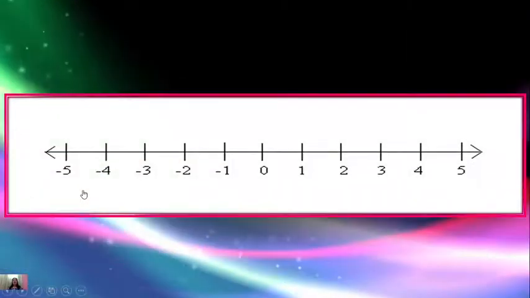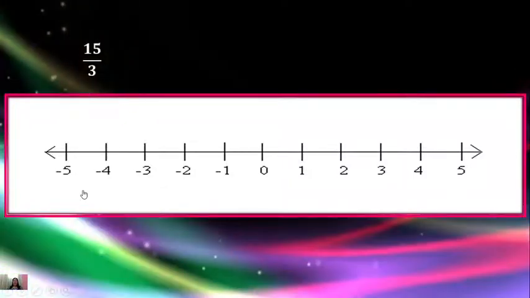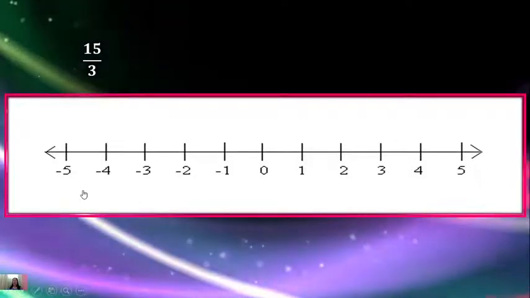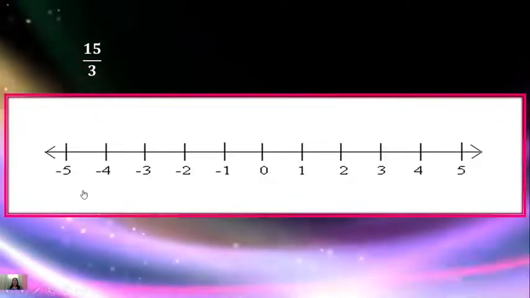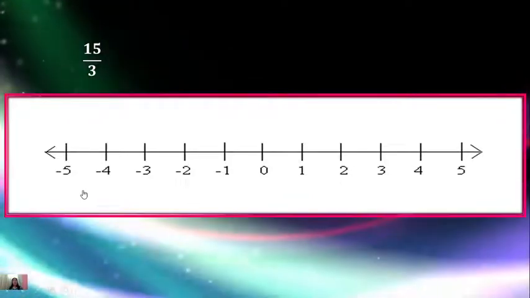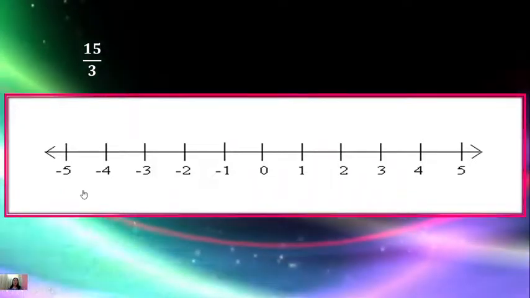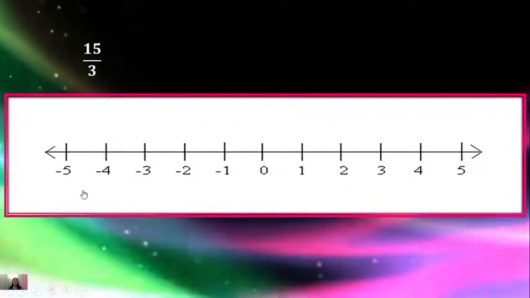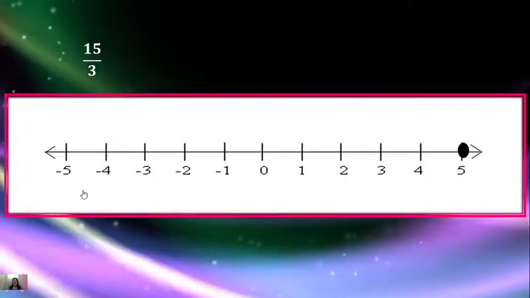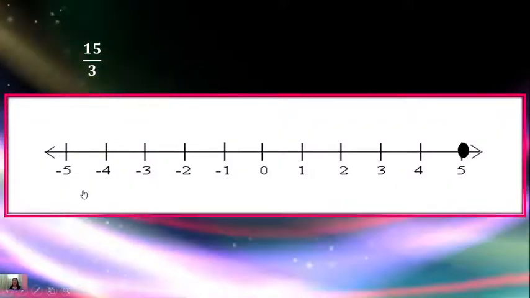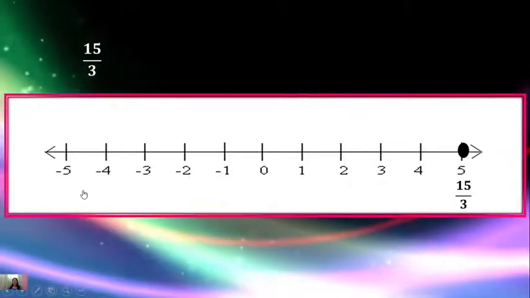So, let us go back to the number line. Let's say we have 15 over 3. Where is the location of 15 over 3? It is helpful if you simplify 15 over 3 by having 15 divided by 3, and that gives 5. So that is 5. So the label is 15 over 3.